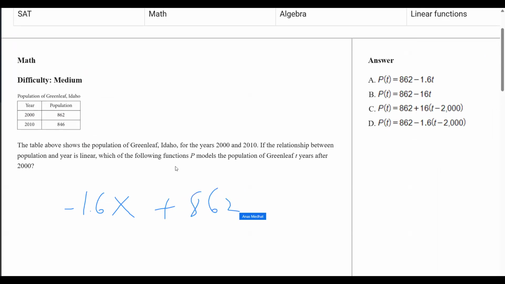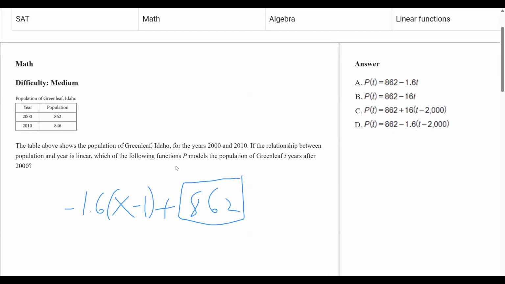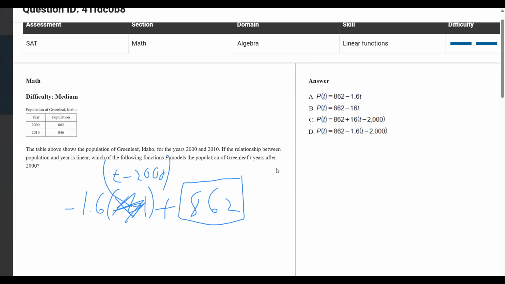862. But ask yourself, is the initial 862? Let's see here. It says the initial here is 862. Then we have to do the thing that we always do, x minus 1. Okay, so the answer, sorry, one second. No, it will not be x minus 1. It will be t minus 2000 here, because we have x for 2000. So the answer should be D.